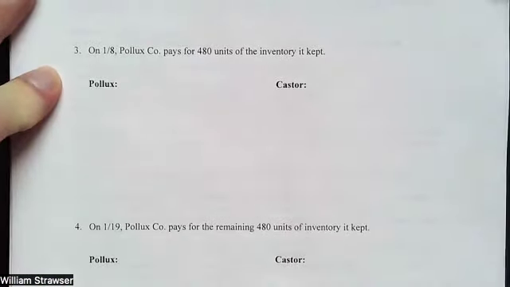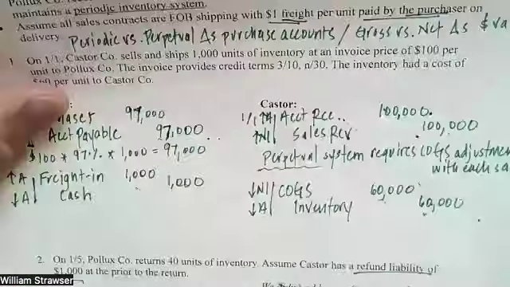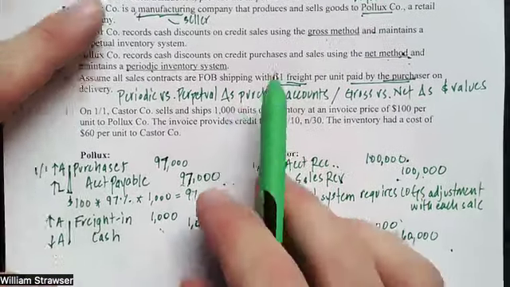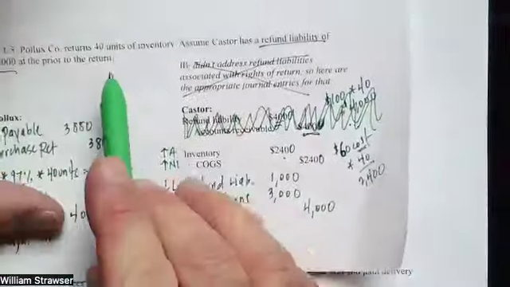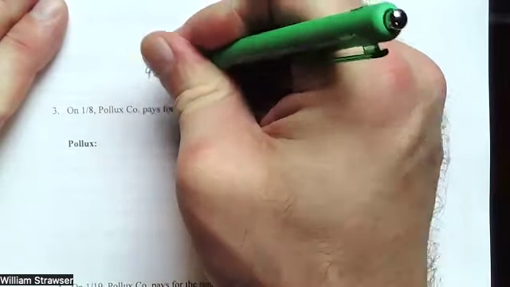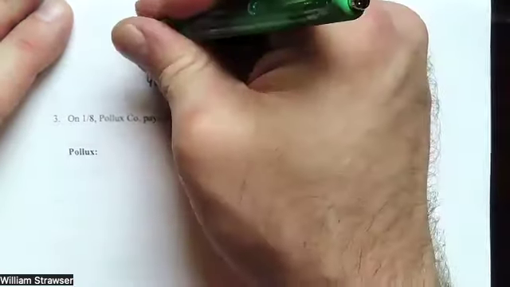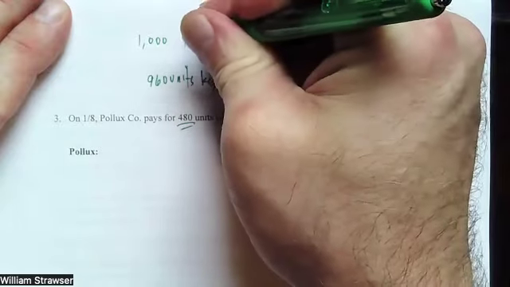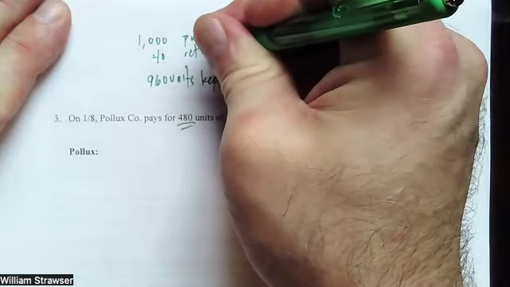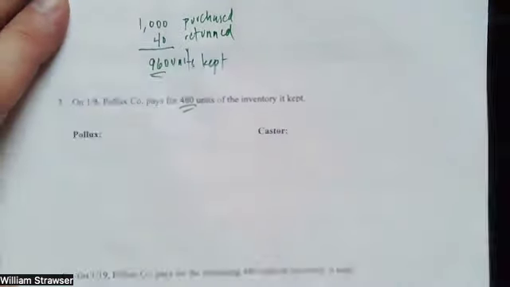On 1/8, Pollux pays for 480 units of the inventory it kept. So, right, it bought 1,000 units. It returned 40. And so there was 960 units that were kept. And that's just from the total 1,000 bought, 40 returned, which gives me the 960 units it kept.